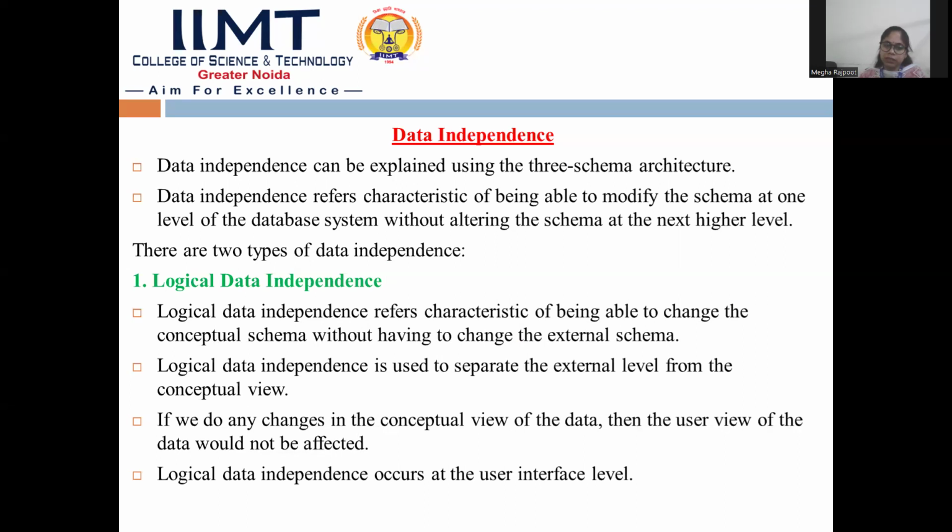First one is logical data independence. Logical data independence refers to the characteristic of being able to change the conceptual schema without having to change the external schema. Logical data independence is used to separate the external level from the conceptual view. If we make any changes in the conceptual view of data, then the user view of the data would not be affected. Logical data independence occurs at the user interface level.